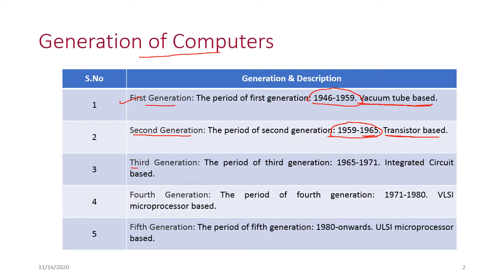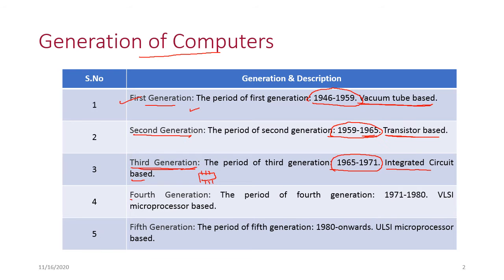And next one is third generation computers. The period of the third generation was 1965 to 1971, and those computers were built by integrated circuits. Hence the size of an IC is very small. So the size of third generation computers was also very small when compared to the second generation and first generation.